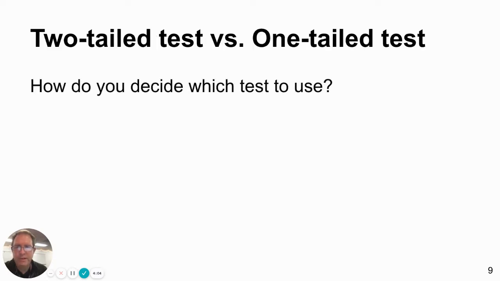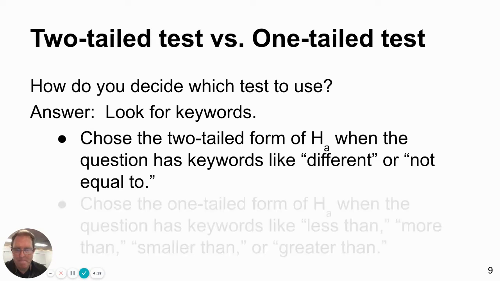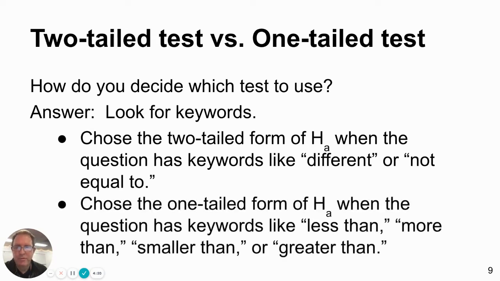How do you decide which test to use, the two-tailed or the one-tailed test? We're going to look for keywords. Choose the two-tailed form of the alternative hypothesis when the question has keywords like different or not equal to. Choose the one-tailed form of the alternative hypothesis when the question has keywords like less than, more than, smaller than, or greater than. In practice, in the real world of research, we should use the one-tailed test only when we have good reason to expect that the difference will be in just one direction.